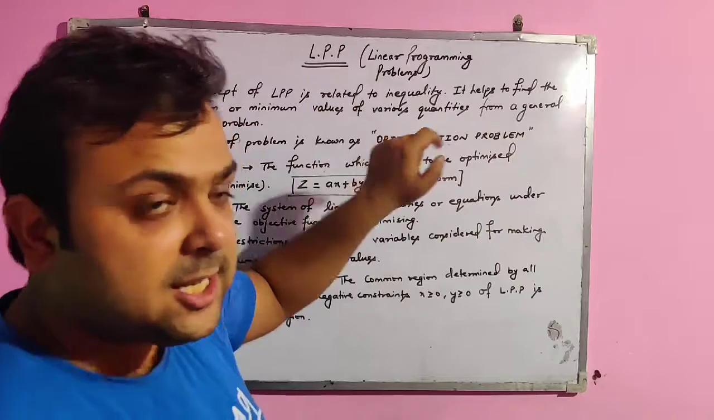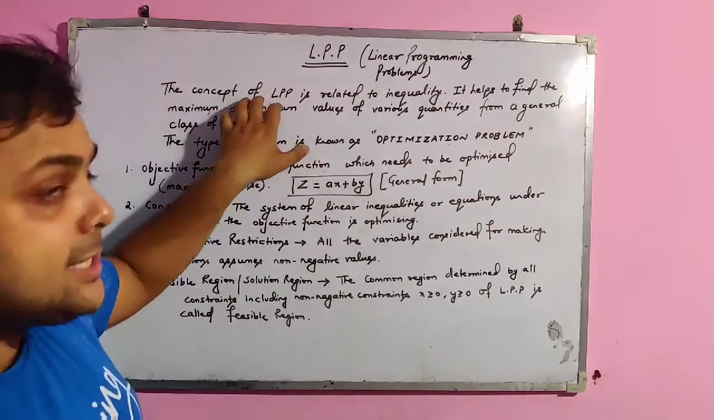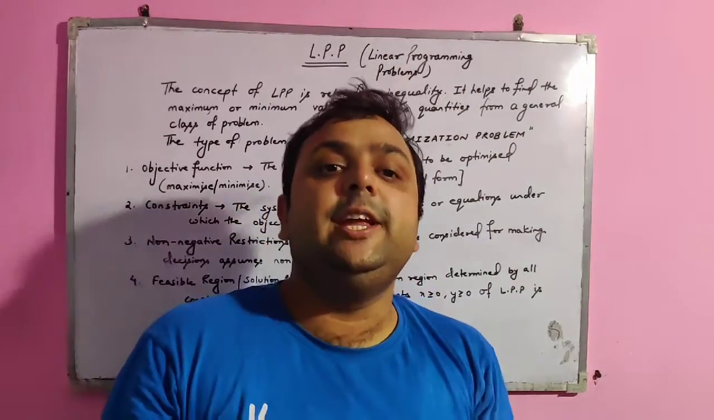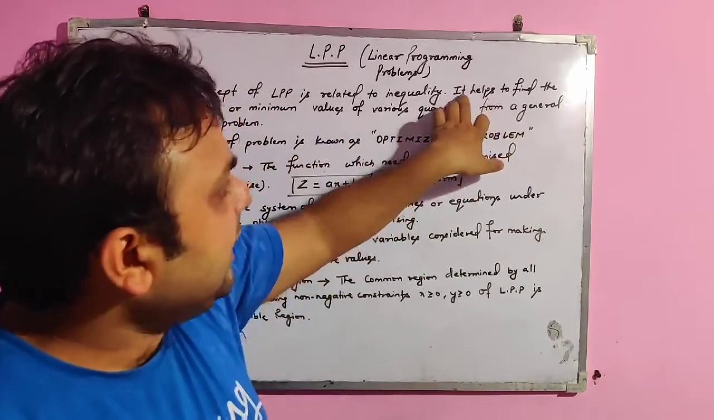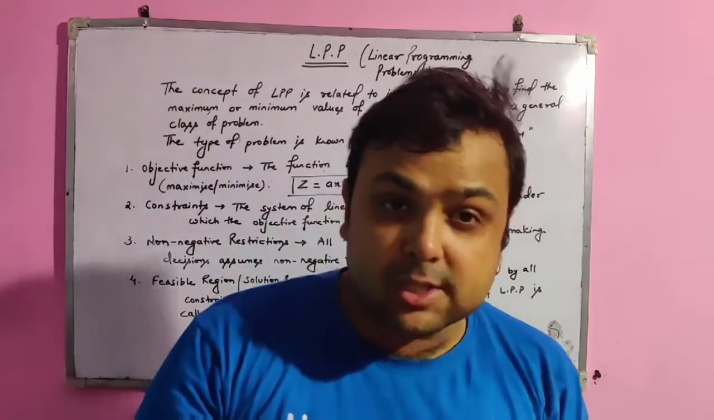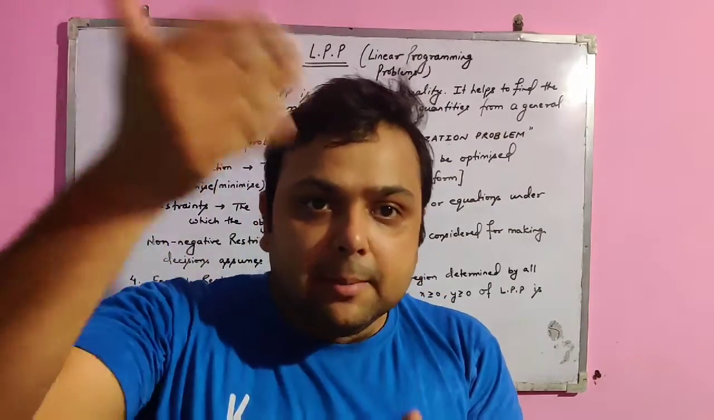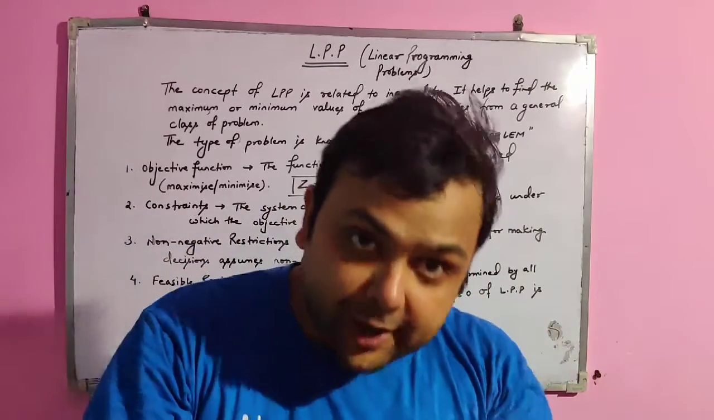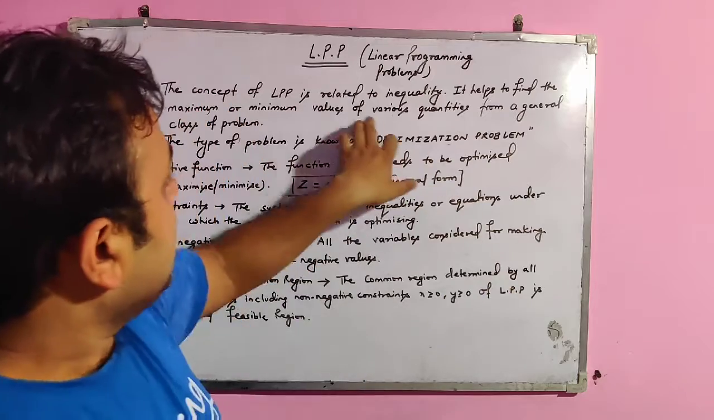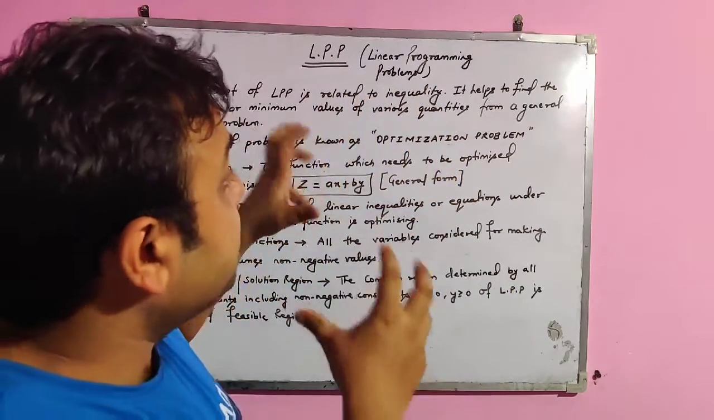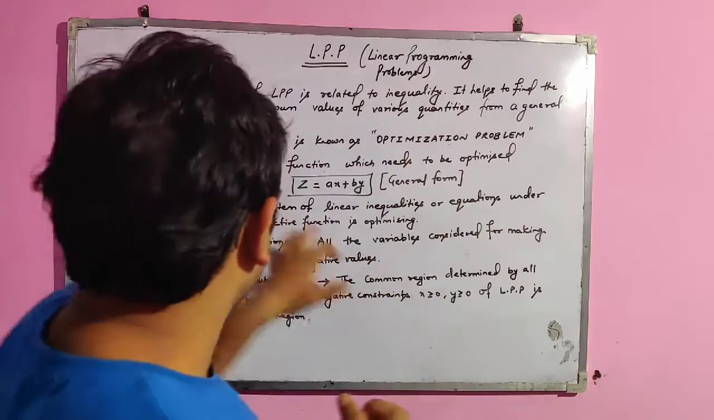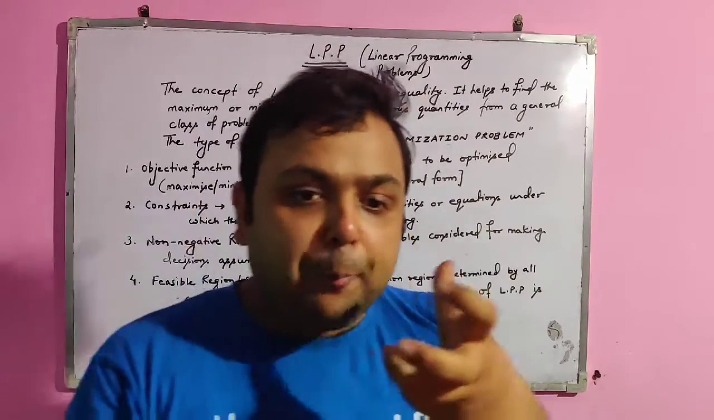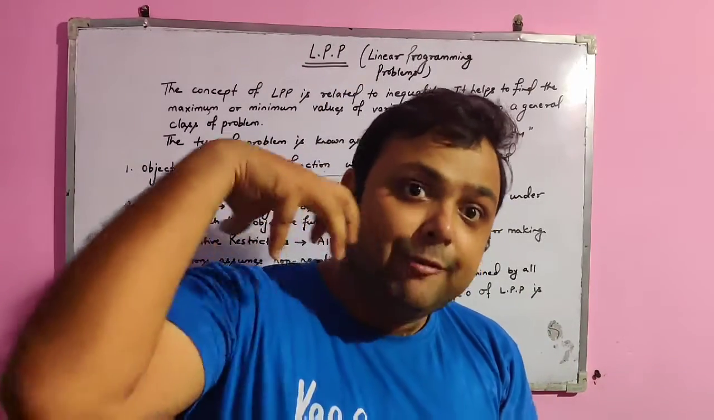Now, as the name suggests, linear programming problems. This concept of linear programming problem is related to inequality. So we are going to see a system of linear inequalities in this concept. It helps to find out the maximum or minimum values, just like I told you: maximizing the cost, minimizing the resources, or minimizing the cost and maximizing the resources, minimizing the use of nutrients, and so on. There are different types of things here. We have to go through different types of problems here. The types of problems in which the LPP concept is used are called optimization problems. So we are going to optimize some values here in the case of LPP.